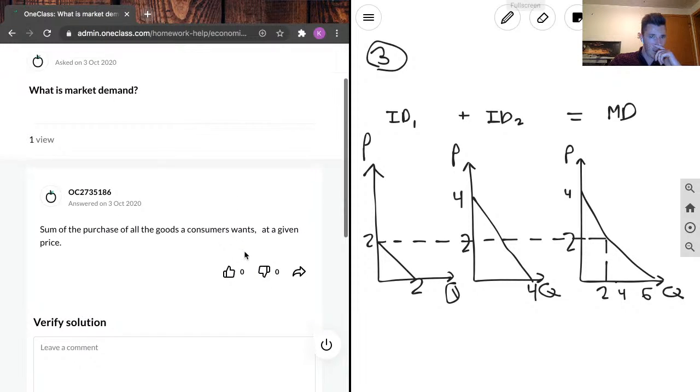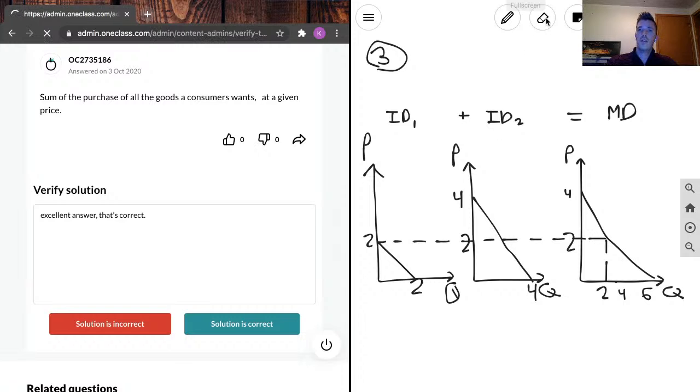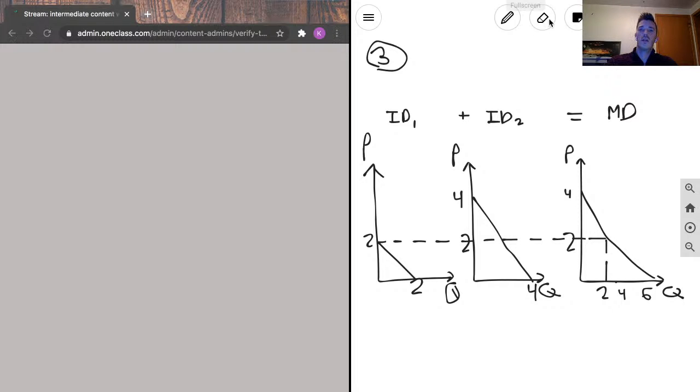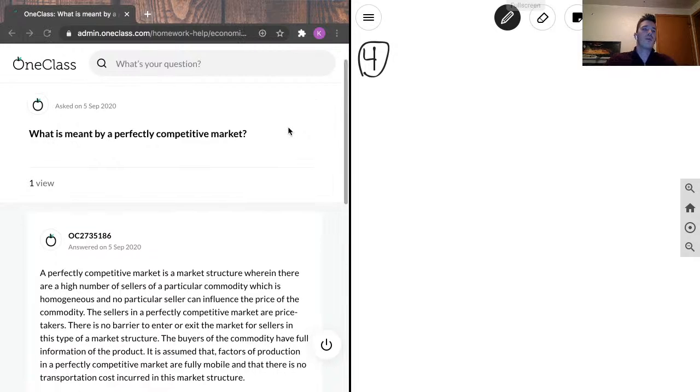Give you guys a second to take a picture. And I will say, excellent answer, that's correct. With that, we can move on to question 4. Question 4 reads as follows. What is meant by a perfectly competitive market?